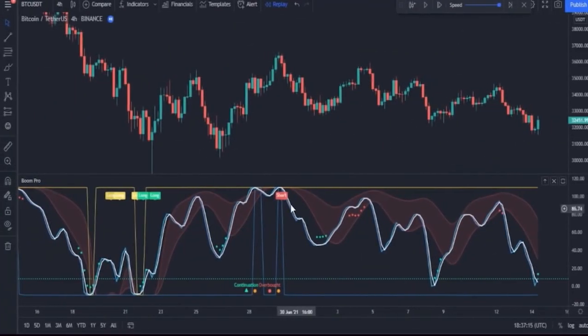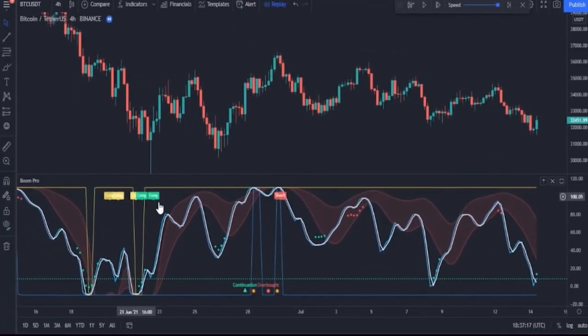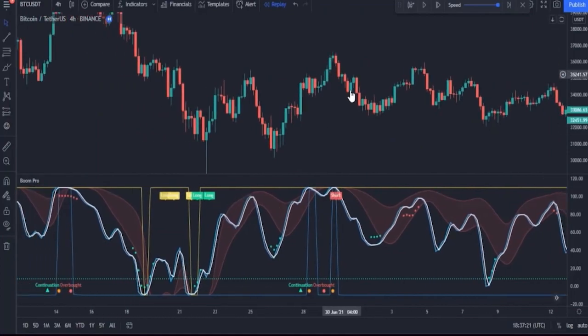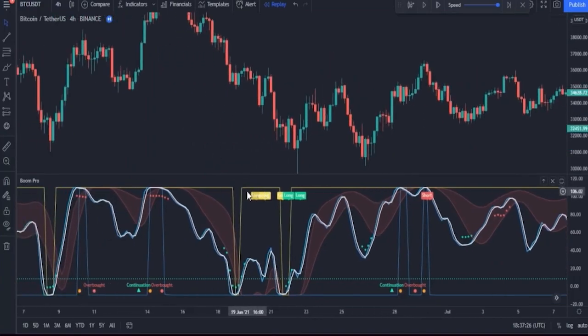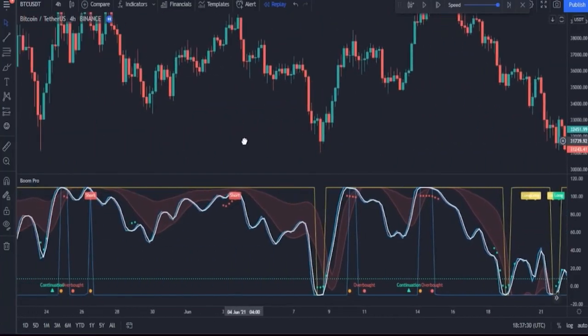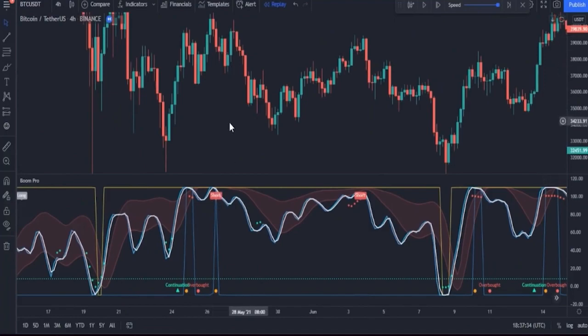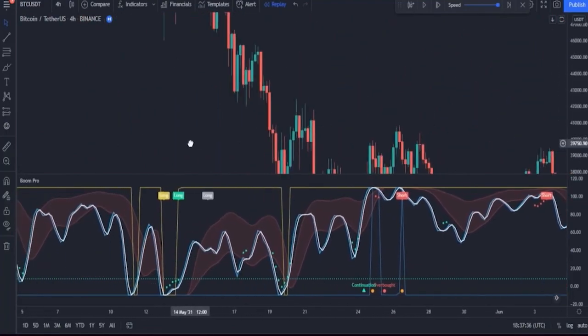Well, we only have these signs left here, and they don't need much explanation. The red mark is a strong signal to sell, and the green mark is a strong signal to buy. The yellow and gray marks are weak signals that need more confirmation. Here, you can see the power of the red mark. As we said, the gray and yellow marks are considered weak signals.